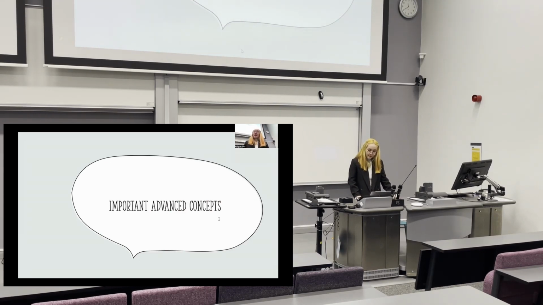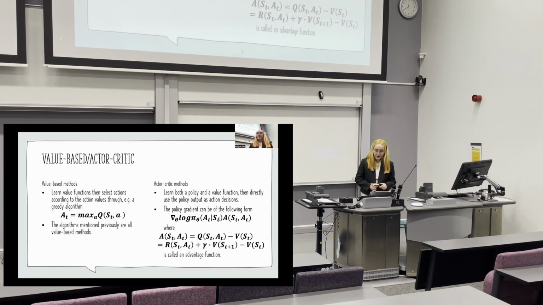Okay, so we have discussed some basic concepts in reinforcement learning in the first section. In this section, I want to further introduce a few more advanced concepts. I will present them in pairs to try to help you gain a better understanding through comparison. The first pair is the concepts of value-based method or actor-critic method. All the previously mentioned algorithms belong to the value-based methods. These methods learn value functions and then select actions according to the value function, through, for example, a greedy algorithm.